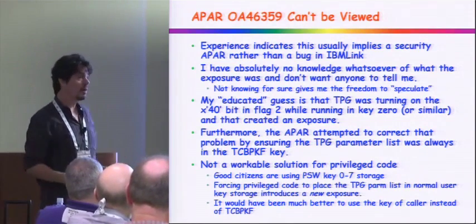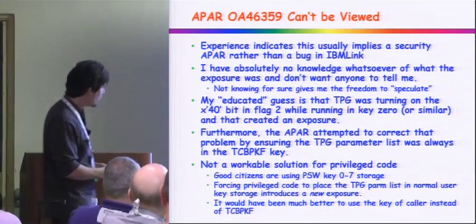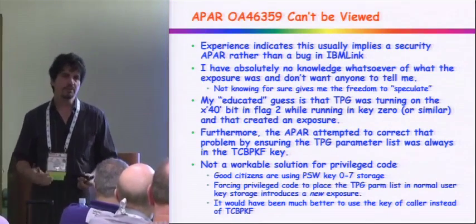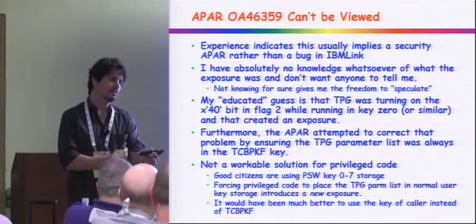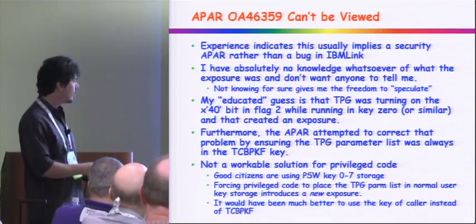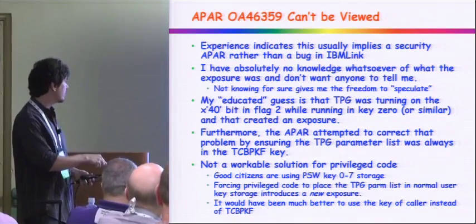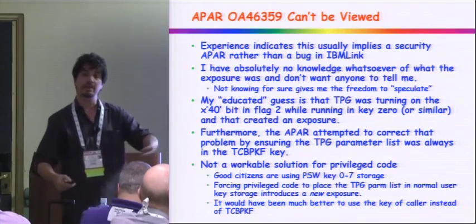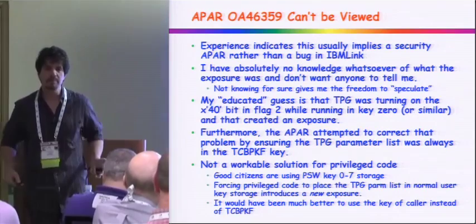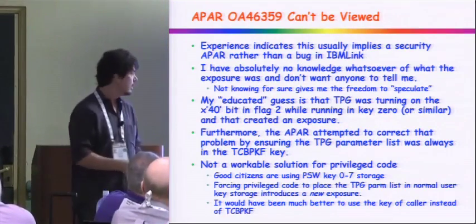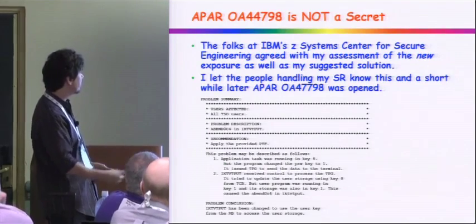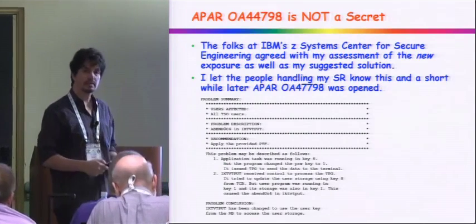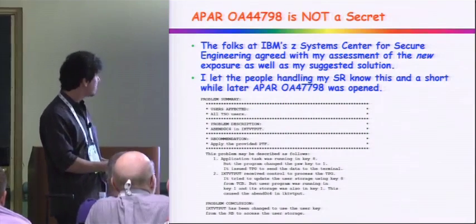So if that's in fact what it was, I highly understand why they did it. But the way they changed it was they wanted to use the TCPIP key, which didn't work for us because we had authorized privileged code doing TPG. And so we talked to IBM and said, we think you're creating a new exposure here, because now privileged code has to put the TPG parameter list into non-privileged type storage that anybody could write on, and they could do it asynchronously, and then we might be writing who knows what to a screen. And so the Z System Center for Secure Engineering agreed with us and told the IBM TSO guys to make a change there. So anyway, that's the APAR.